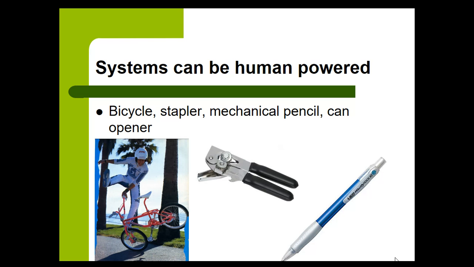So when we think about systems, we have to think about our original definition once again. A system is anything that has a group of parts and performs a function or task for us. As long as it meets those two things, we can consider that a system.